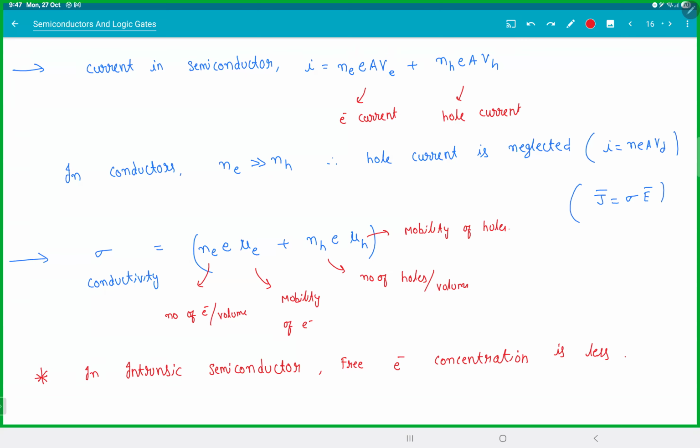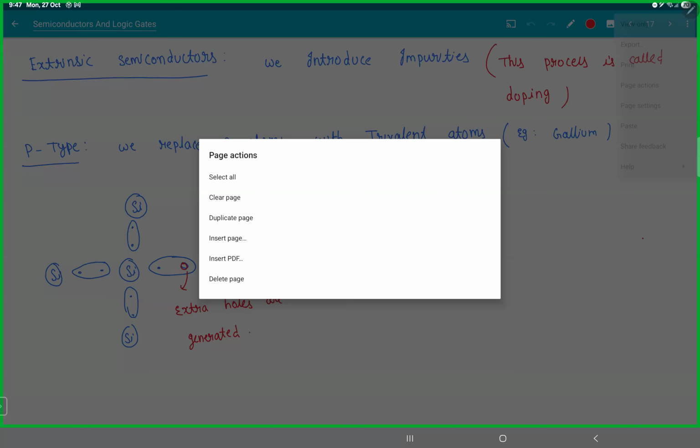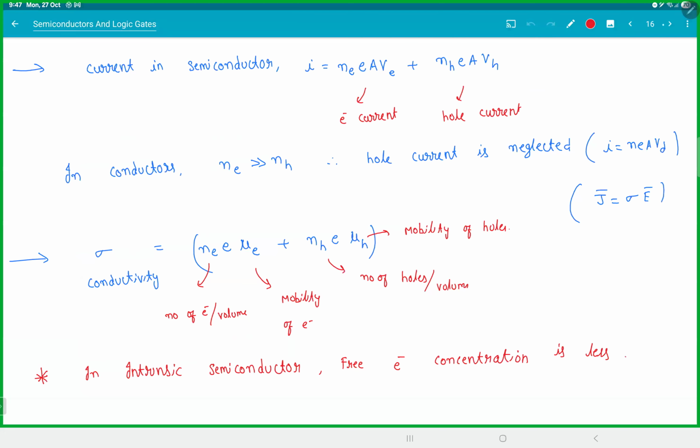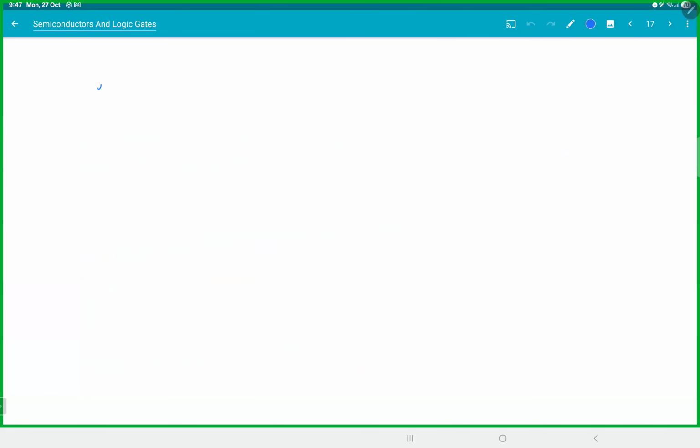And then, I'll show you the derivation for conductivity. So we got this whole current. So I is equal to Ne e A Ve plus NH e A VH. NH is the number of holes per unit volume. Charge of the hole is positive, same as the charge of the electron, VH. If you bring A to the other side, I by A, remember what is current per unit area? Current density, J. J is equal to Ne e Ve plus NH e VH. J is your current density.